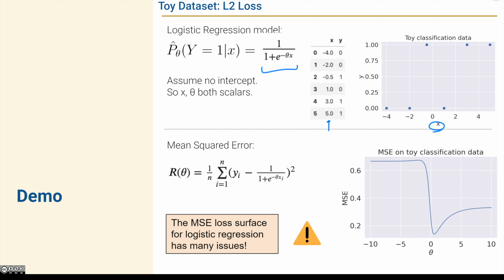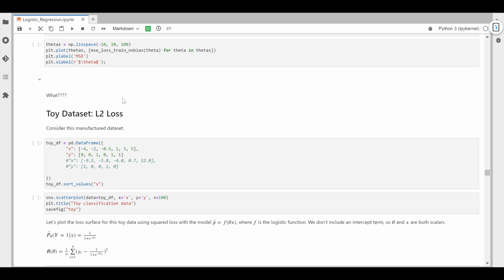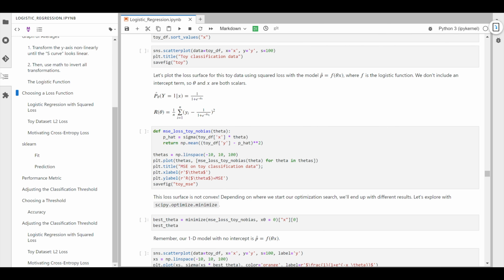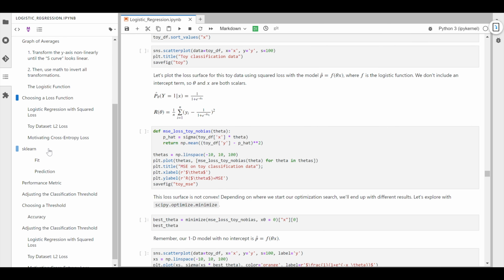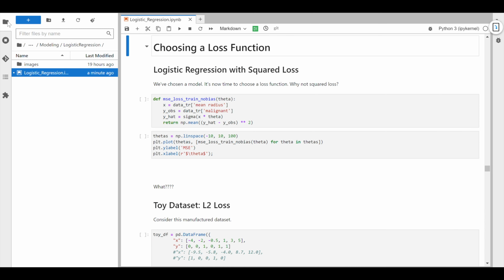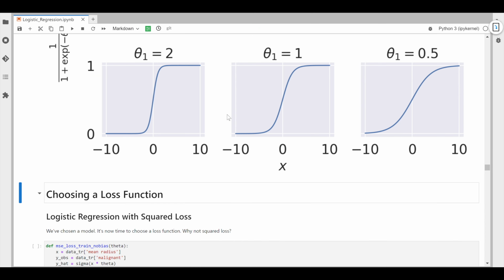So really, if I'm using squared loss, then the mean squared error is what I'm going to try to minimize. And that actually looks like this if we go plot it. Let's go over to the notebook to see this. So we are still in the logistic regression notebook, and you're going to scroll down to choosing a loss function. That's where we're starting here. And just make sure you have run all the cells above.